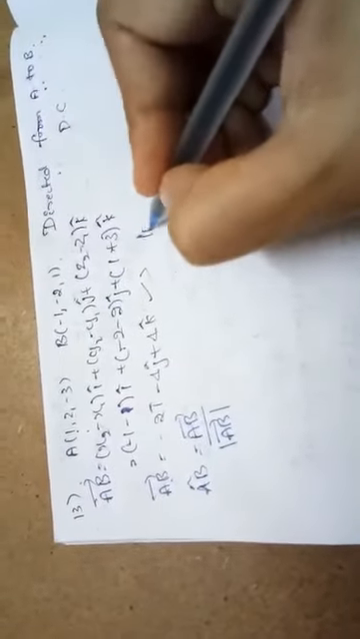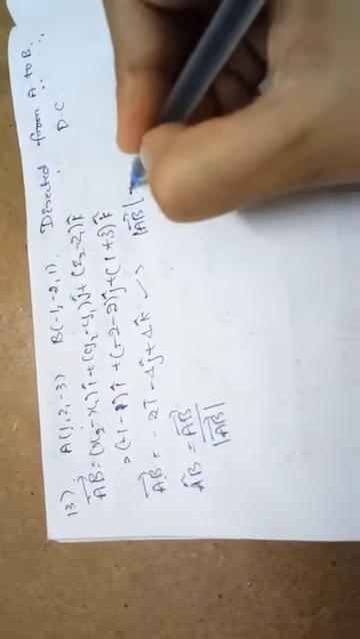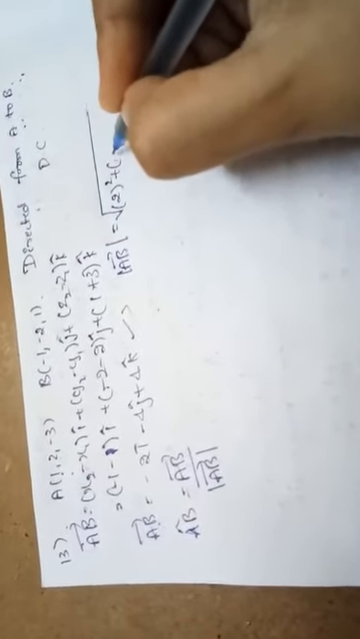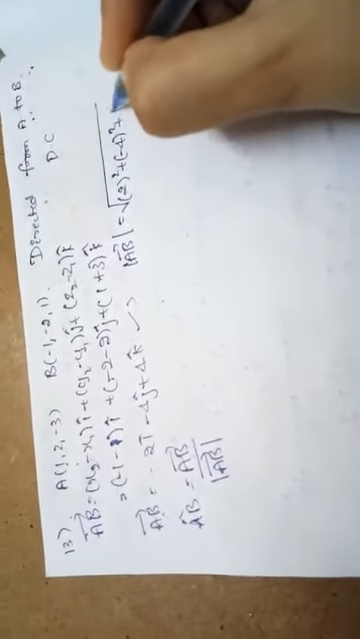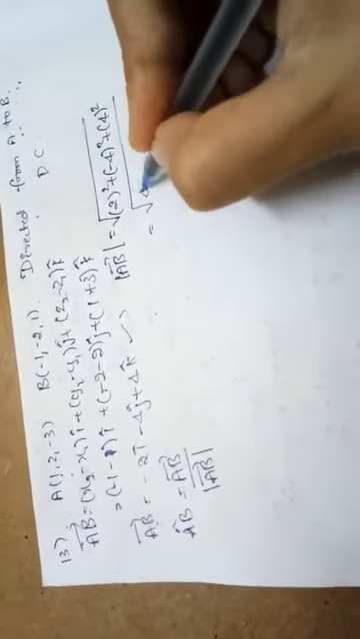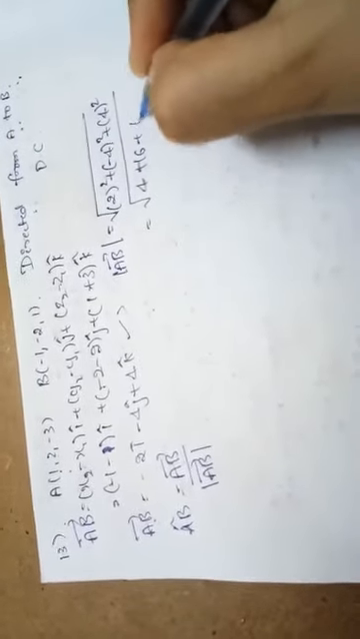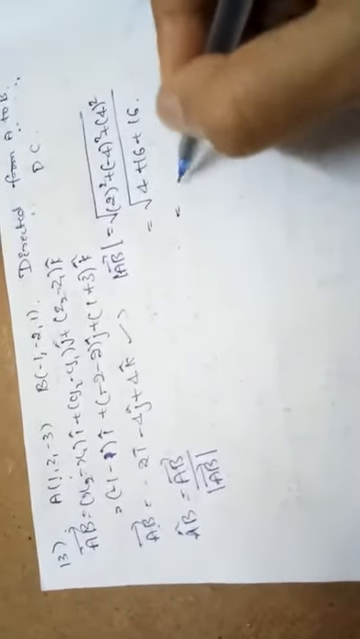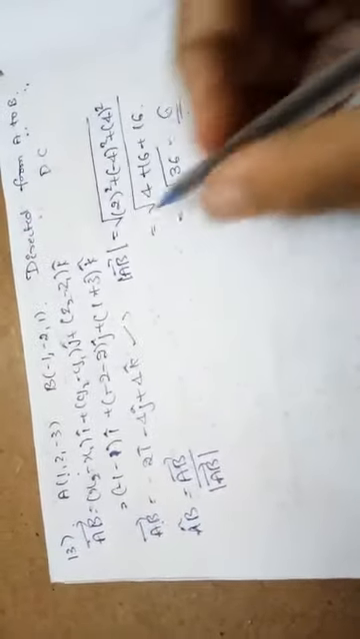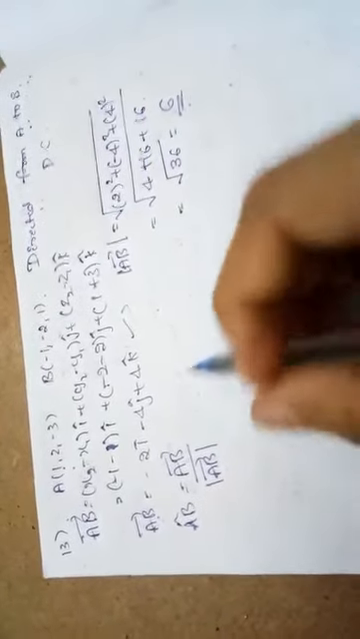So what is the magnitude of our vector AB? It is nothing but square root of 2 squared plus (minus 4) whole squared plus 4 squared. It is nothing but square root of 4 plus 16 plus 16. It is nothing but root 36, which is nothing but 6. So the magnitude of vector AB is 6.